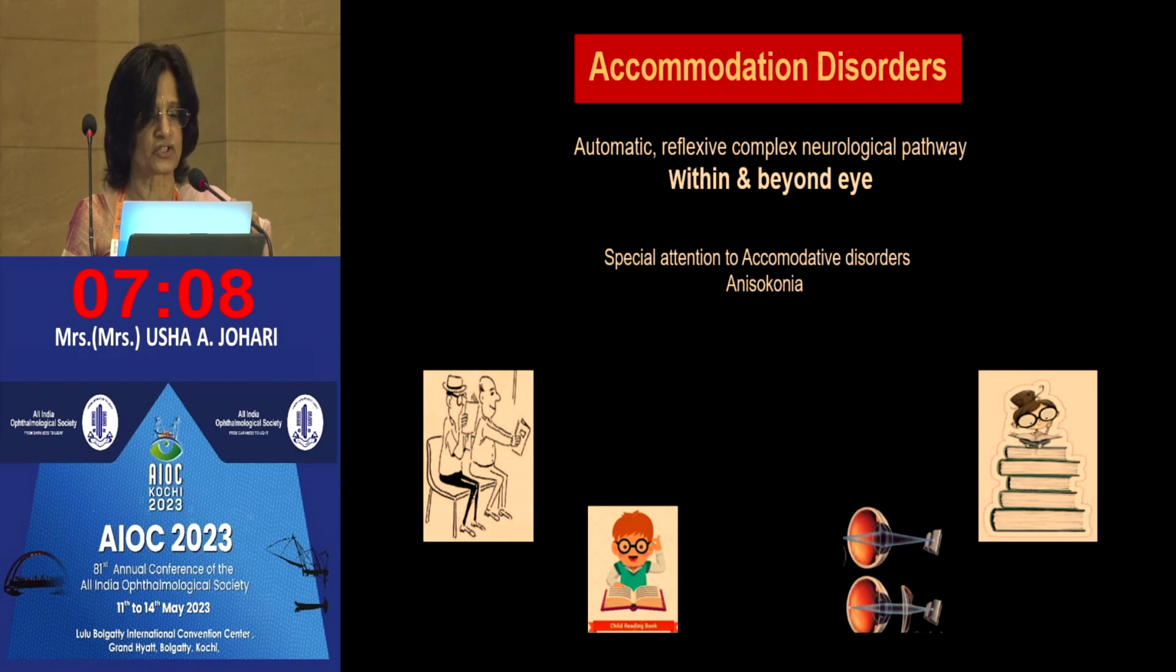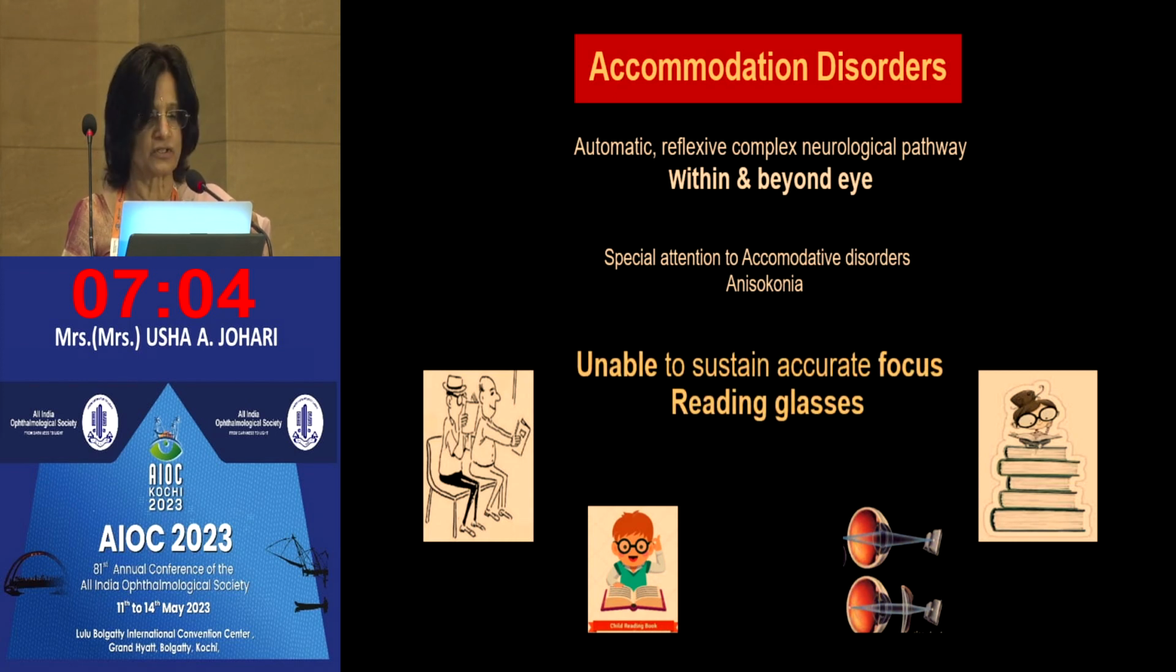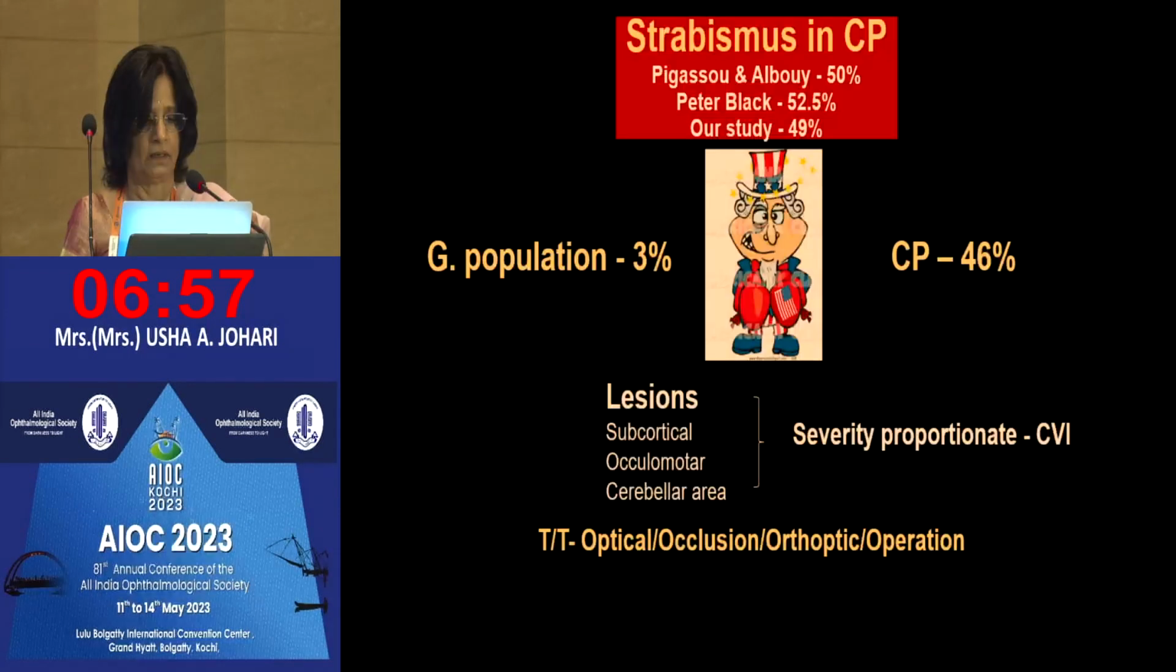Accommodation disorders are extremely common in children with developmental disability because accommodation is not just within the ciliary muscle; it is an automatic reflex within and beyond the eye, and thus reading glasses are important. In the general population, squint is only 30%, whereas in a child with cerebral palsy, the incidence of squint is very high.